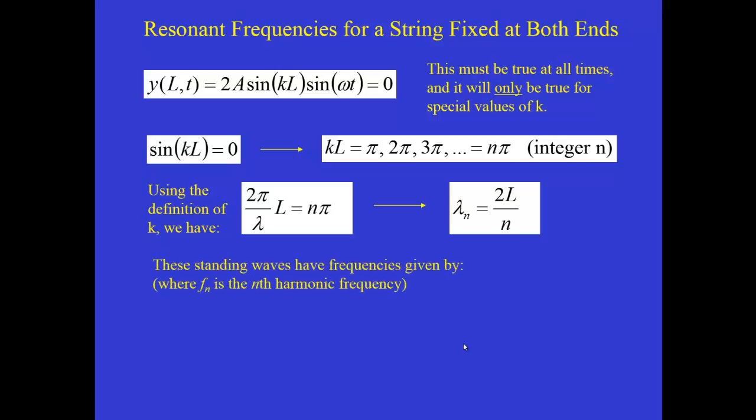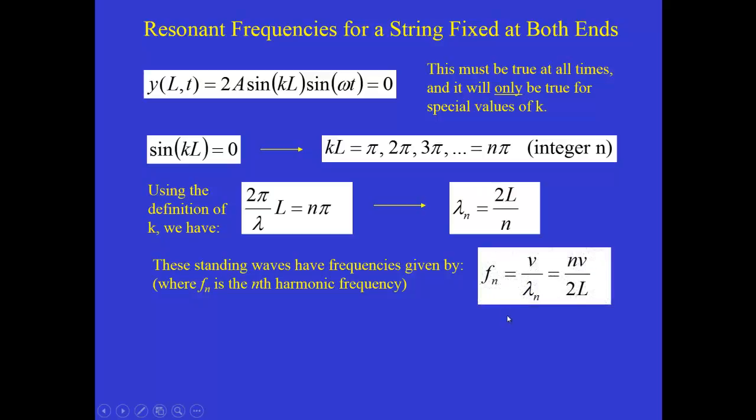So these standing waves, if they have wavelengths given by this result, they have to have frequencies that are given by the familiar formula f equals v over lambda. And so if we plug in lambda is 2L over n, we find the general equation for the resonant frequencies or the standing wave frequencies of a stretched string. f is equal to the integer n times the wave speed on the string divided by twice the length.